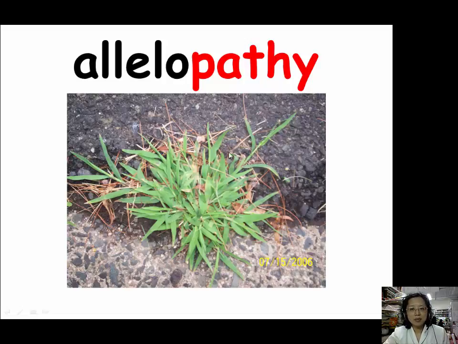And in our PowerPoint, we show this kind of grass, which is nicknamed crabgrass. Crabgrass can produce two or three kinds of allelochemicals, which can inhibit other plants' growth, and so it can grow faster than the other plants in the same area.